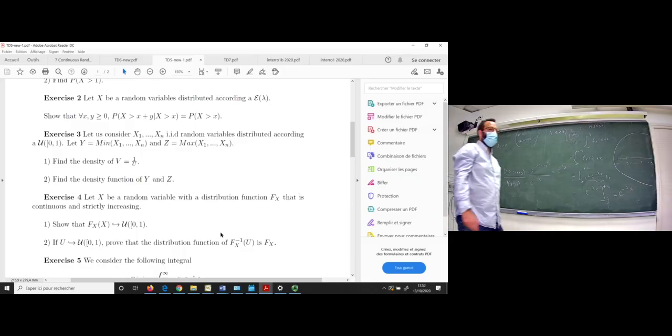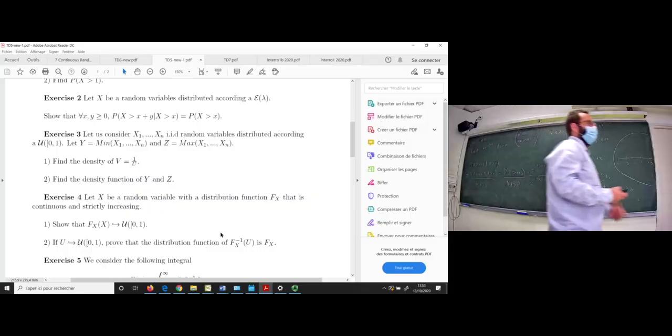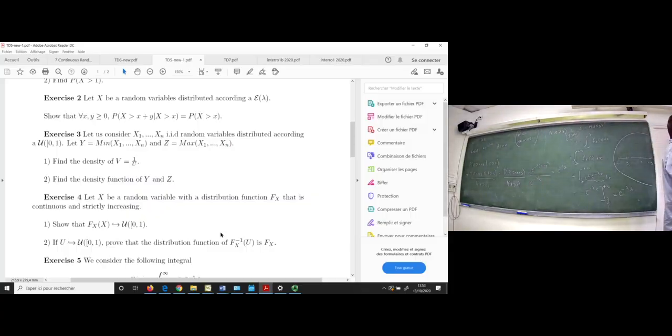Exercise 3, again a misprint. It's the list of exercises with the misprints here. I don't have a U in my statement, so it will be just x1 here. It's a uniform on the interval 0, 1, but since I don't have a U in my statement, just call it x1.